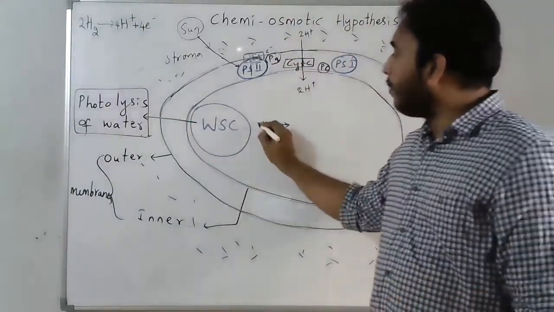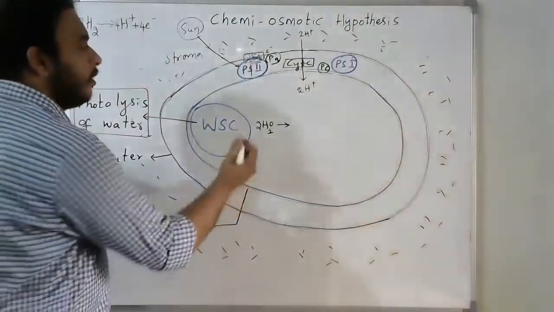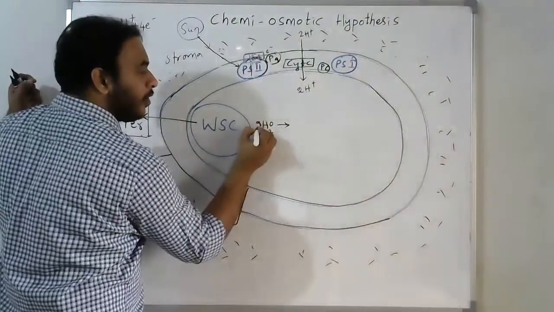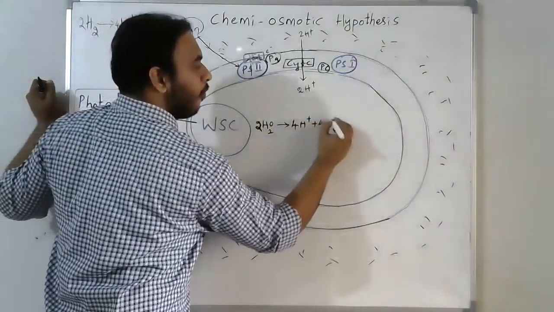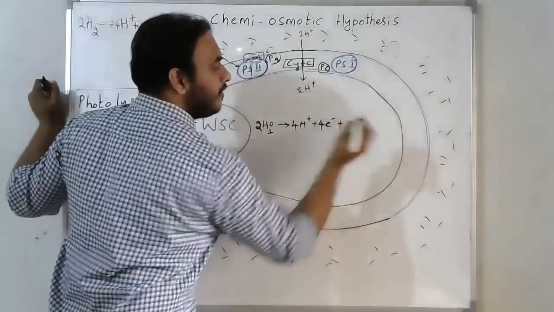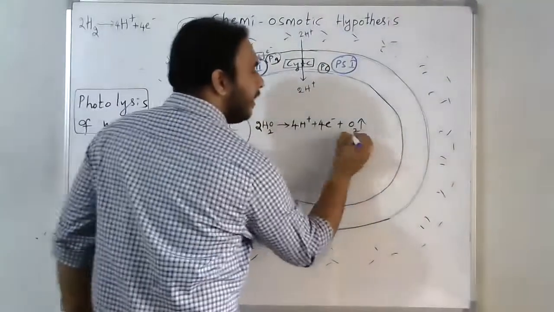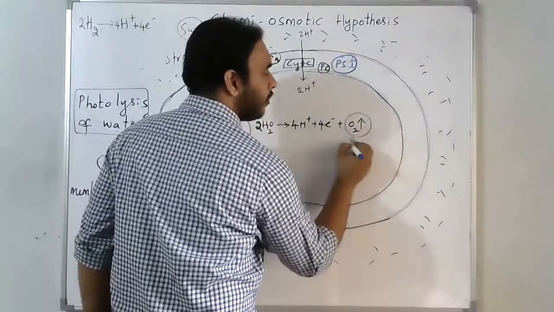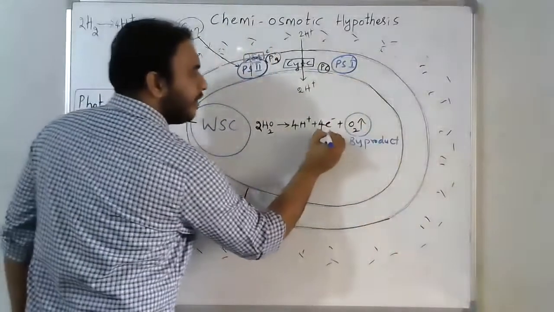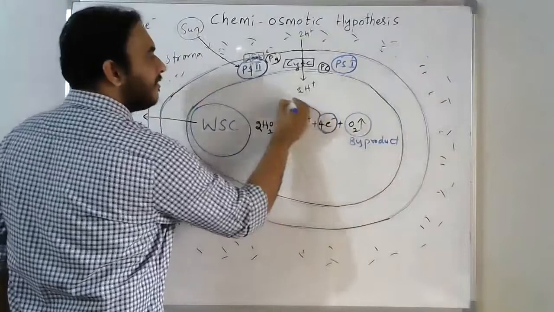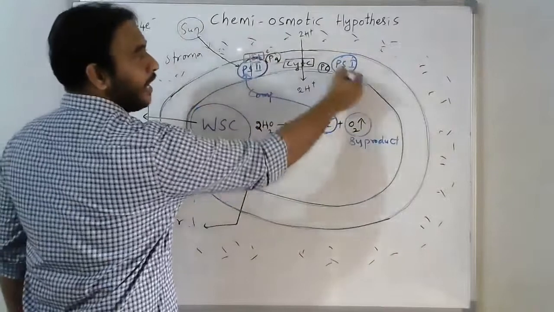The same thing is going to happen for every one particular molecule of chlorophyll. 2 water molecules are going to be broken down into 4 protons, 4 electrons and oxygen. This oxygen is a byproduct. And where will these electrons go? To compensate for the loss of electrons during the electron transport.